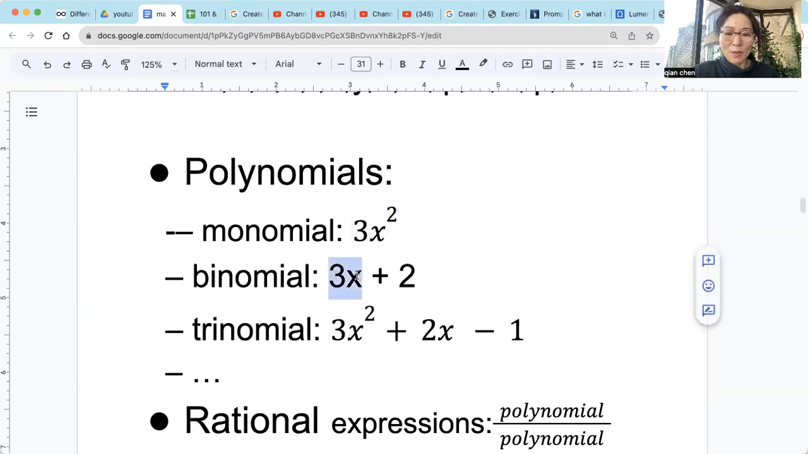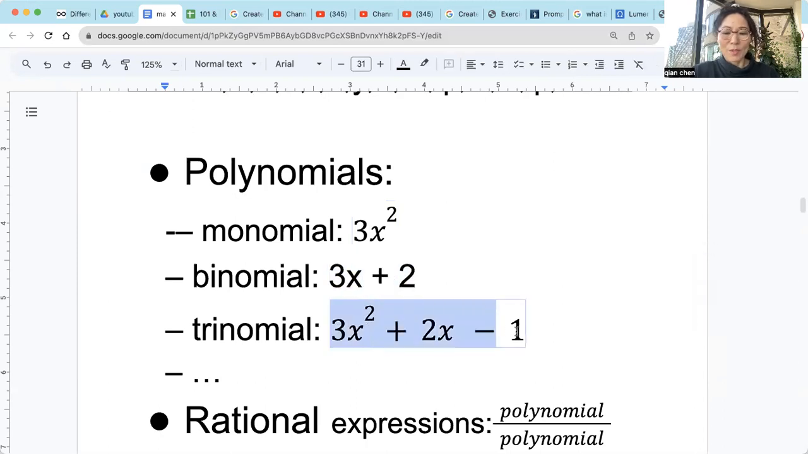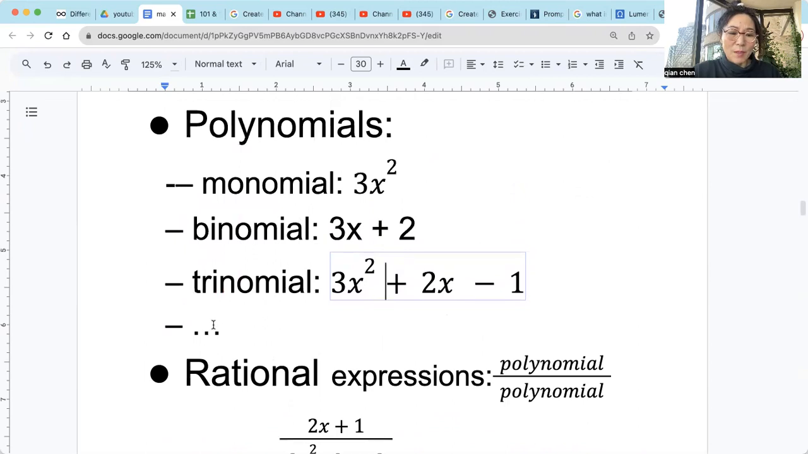You see a binomial. Why do we call this a binomial? 3x is one term, 2 is one term. We have an addition sign here. Bi means 2, so we have 2 terms. Trinomial, tri means 3 terms. Right? You see, we have addition, we have subtraction. So addition and subtraction are dividers that separate the variables and numbers into different terms. So you can keep going, then we just call them polynomials of degree n. If we have 3x raised to the nth power, it's just a polynomial of degree n.